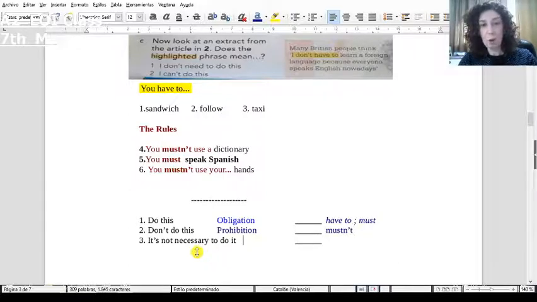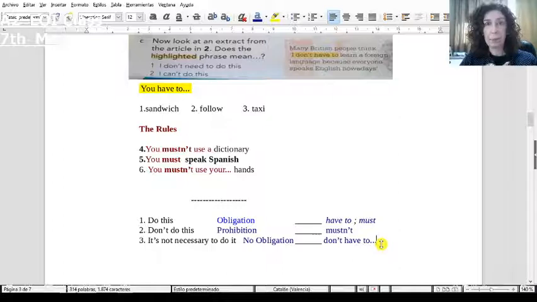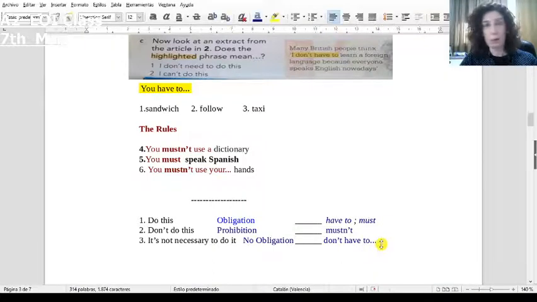Vamos a hacer un no obligation, ¿vale? No obligation, if you want, you can do it or not, in English is don't have to. ¿Vale? You don't have to. For example, I don't have to work on Saturday. No tengo necesidad de trabajar el fin de semana. No es necesario. Si quiero lo hago y si no, no. No hay necesidad. Pero tengo que hacerlo porque si no, no termino mi trabajo, ¿entendéis?